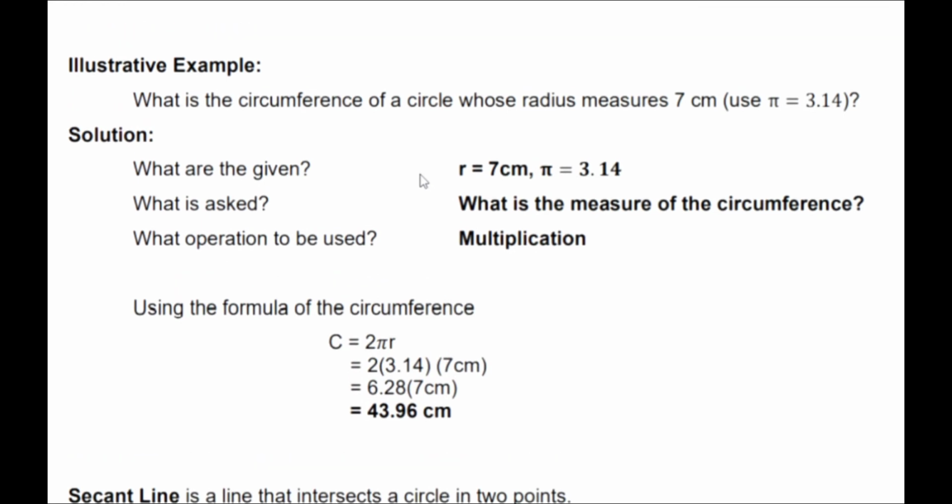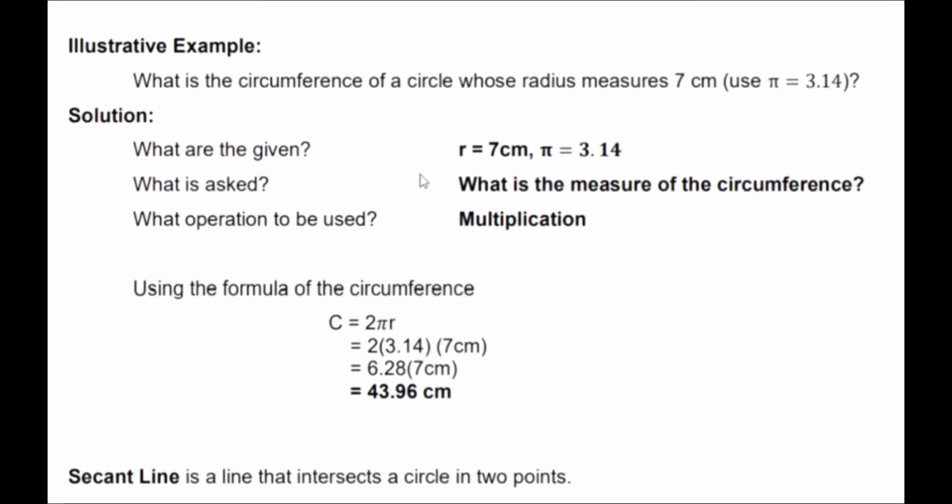Let us have this illustrative example. Getting the measure of a circumference. What is the circumference of a circle whose radius measures 7 cm? You can use 3.14 as the estimated value of pi. The solution is, so we have the following questions. What are given? Radius is 7 cm, pi is 3.14. Then what is asked? What is the measure of circumference?